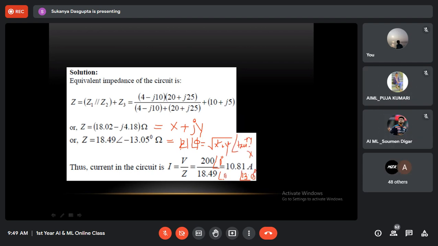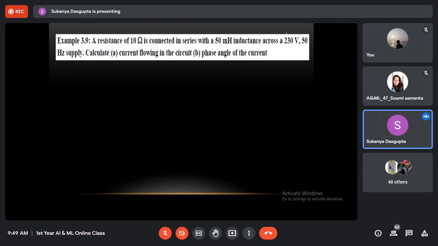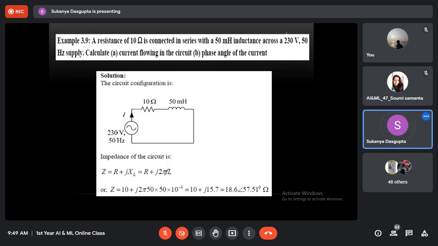This is theta. Theta means this one, tan inverse y by x, or this minus 13.05. Move on to the next problem. Okay, I guess I have already done this problem.